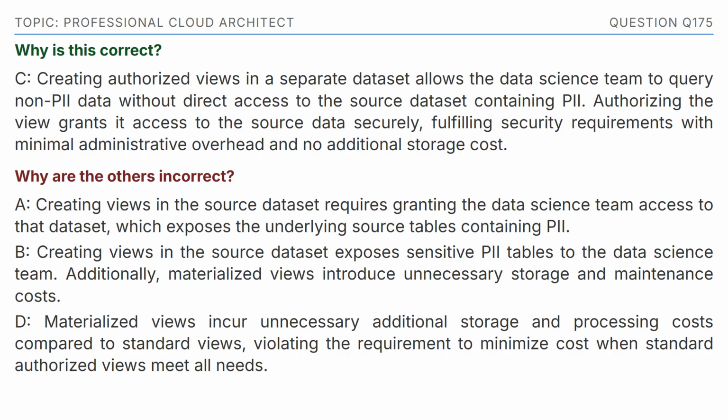Why are the others incorrect? A. Creating views in the source dataset requires granting the data science team access to that dataset, which exposes the underlying source tables containing PII. B. Creating views in the source dataset exposes sensitive PII tables to the data science team. Additionally, materialized views introduce unnecessary storage and maintenance costs. D. The materialized views incur unnecessary additional storage and processing costs compared to standard views, violating the requirement to minimize cost when standard authorized views meet all needs.